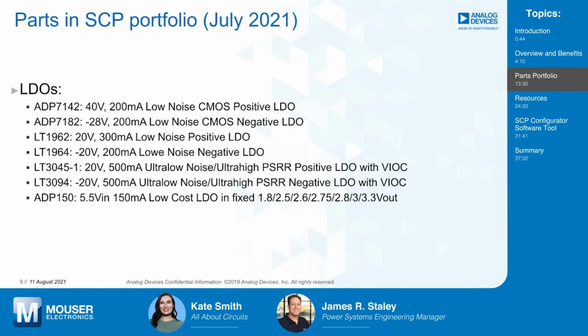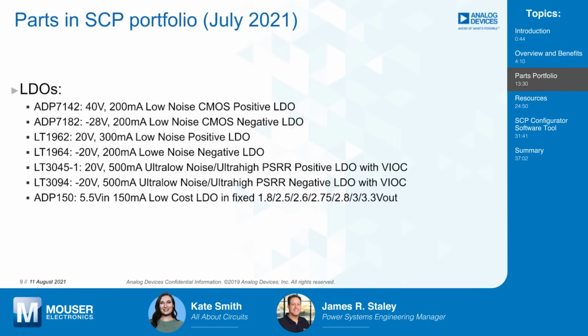So what we did was we found 3 different sets of complementary LDOs: the ADP7142 and 7182, the LT1962 and 64, and the LT3045-1 and 3094. What that represents is kind of solid low noise, very low noise, and extremely low noise, ultra high PSRR LDOs. So kind of a low, middle, high approach. So you kind of decoded their non-answers for them.